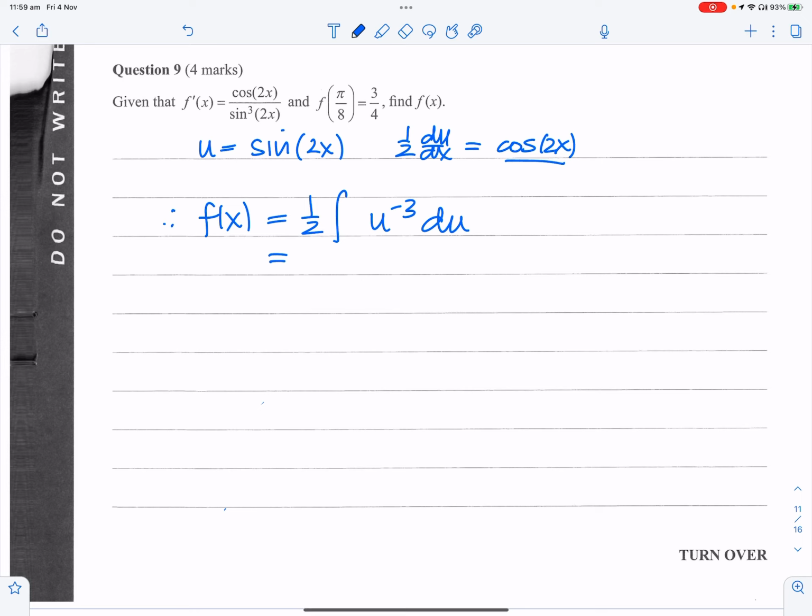If we antidifferentiate this, we add 1 to the power and divide by the new power, so we get negative 1/4 u to the negative 2, which I'm going to say is 1 on 4 u squared, which we know is sin squared 2x. Negative 1 on 4 sin squared 2x plus c.